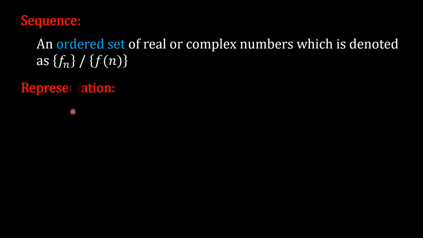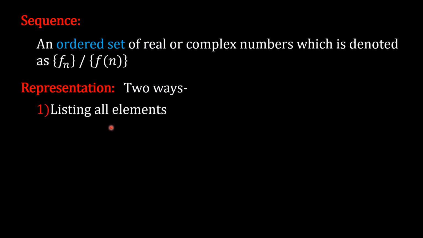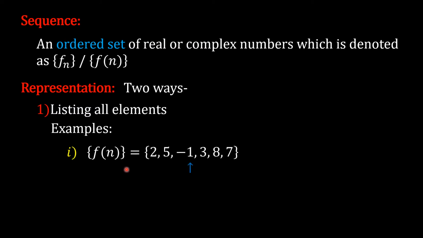Let us see the representation of the sequence. There are total two ways. First way is listing all elements. Consider the example, the sequence f of n whose elements are 2, 5, minus 1, 3, 8, 7. Below this minus 1, an arrow is given which gives us the position of this minus 1 in this sequence and it is the position corresponding to n equal to 0. Using which we can easily obtain the position of the remaining elements of the sequence.